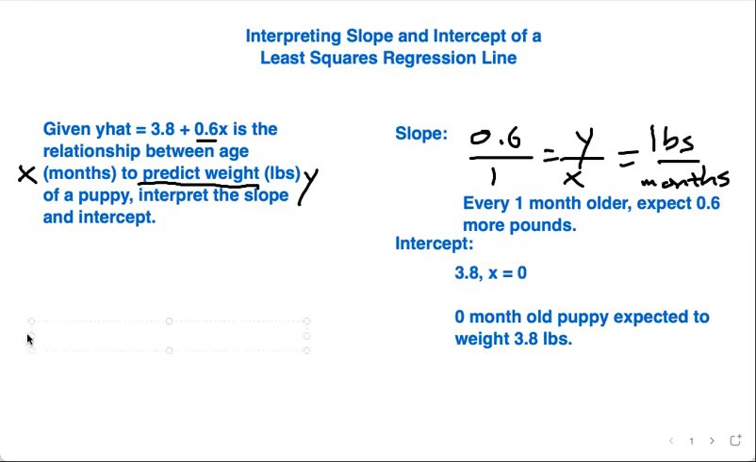Lastly, I want to make sure you understand that you're looking for phrases like expected to, or tends to, or on average when explaining these, because nothing is set. Like if you run across a multiple choice where it says for every 1 month older, expect 0.6 more pounds, that's a correct interpretation. Versus if it says for every 1 month older, the puppy will be 0.6 more pounds, that would be incorrect because it's not definite. We're cutting a line through data to get the best fit line, the least squares regression line. So these are the proper setups interpretations for slope and intercept.